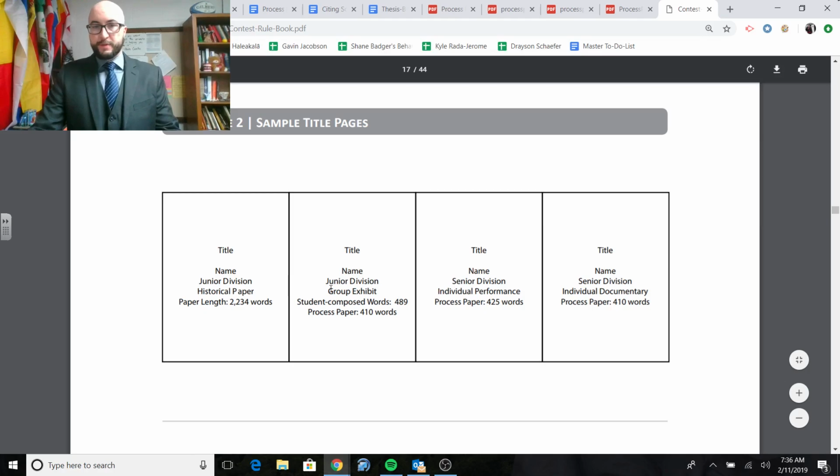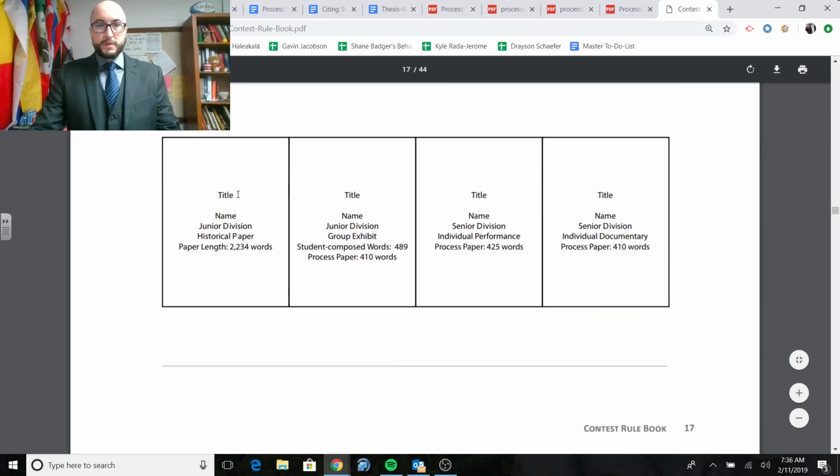So these are some examples of what it could look like. You've got the title on the top, and then you get your names, so all your names. Then you have what division you're in. If you're in middle school, you're in junior division. If you are in high school, you are in the senior division. Then you would write down what kind of entry you have, so historical paper, group exhibit, individual performance. Make sure you actually focus on this part, individual or group. Papers, you're automatically individual, so you don't need to write anything, but everyone else you do.